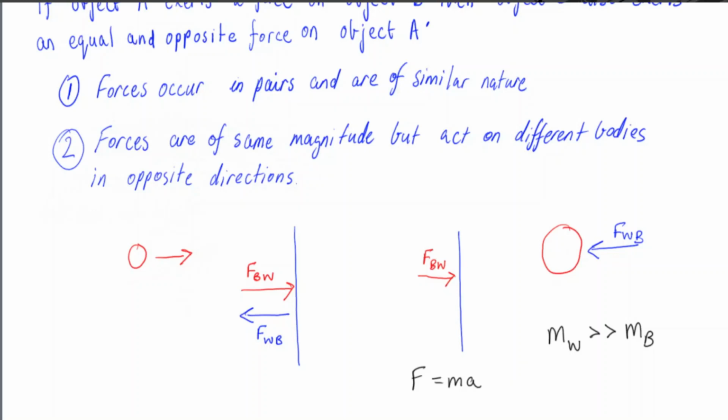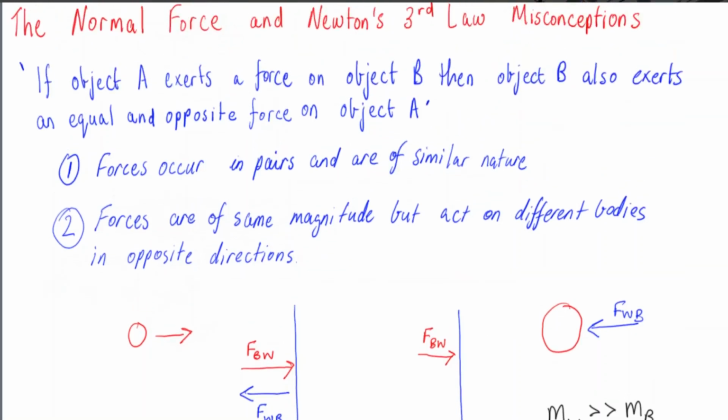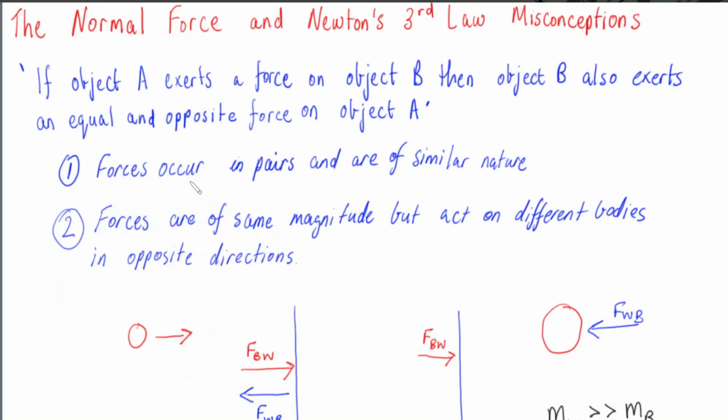So I think a better way to describe Newton's third law is that forces always occur in pairs and are of similar nature, and the forces are of the same magnitude, but they act on different bodies in opposite directions.